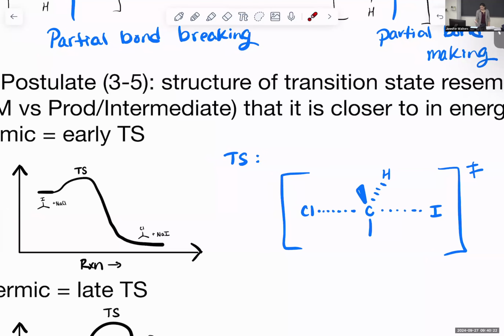So I need to look most like the stuff at the beginning. The stuff at the beginning has a neutral carbon and iodine, but I have a charged chlorine. So that means that only the chlorine gets a partial negative. So this is specifically what we're going to call an SN2 reaction.